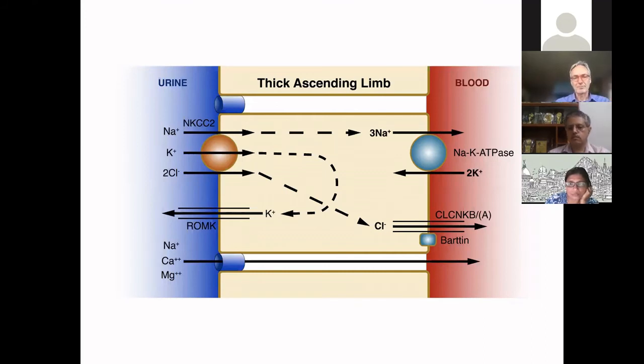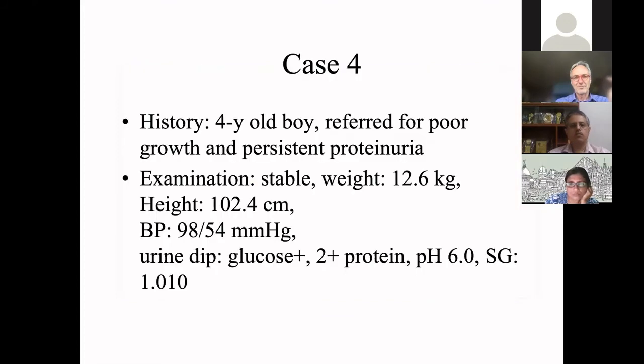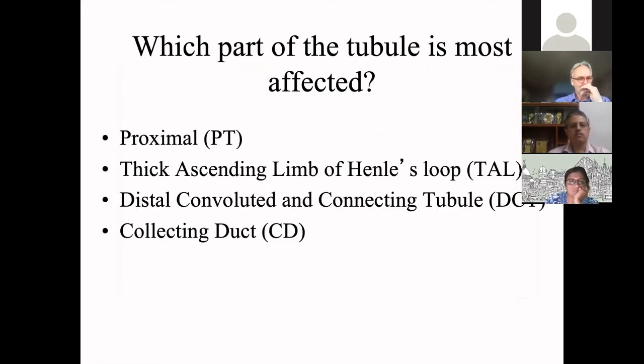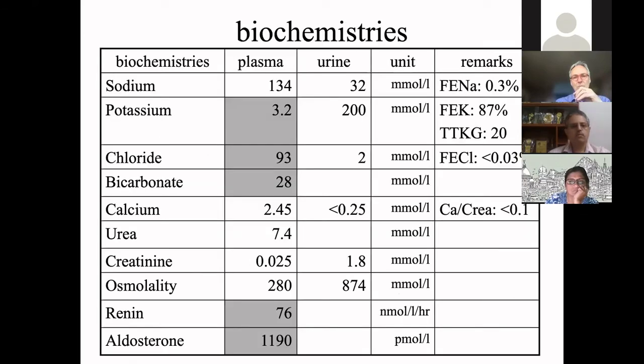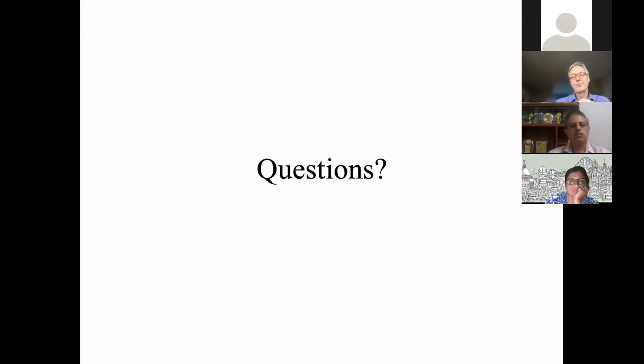So my last question is, what is the reason for the development of rickets in case of distal RTA? Usually development of rickets requires some phosphate excretion, but in distal RTA without proximal dysfunction, they usually have normal phosphate excretion. So is there any reason for the development of rickets in distal RTA?